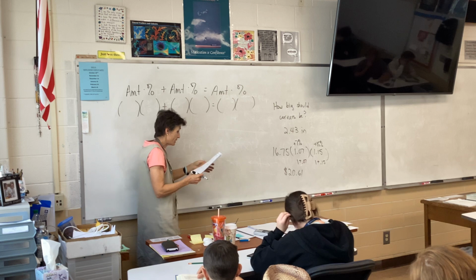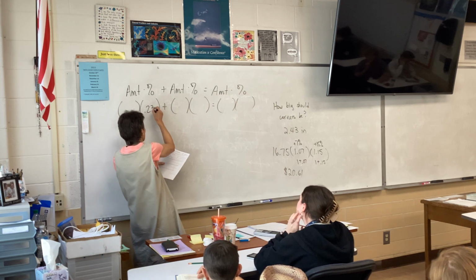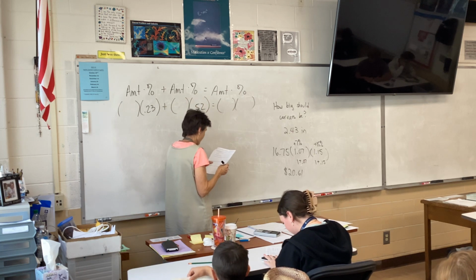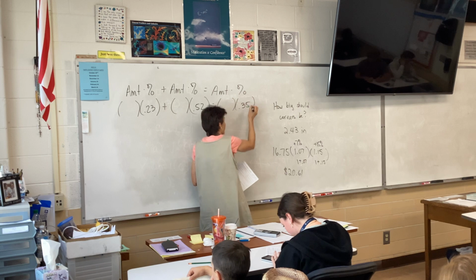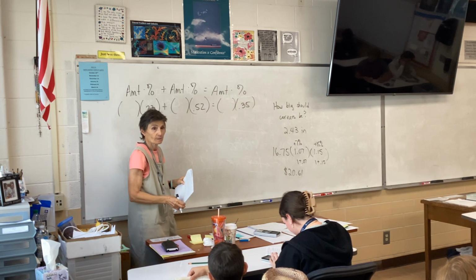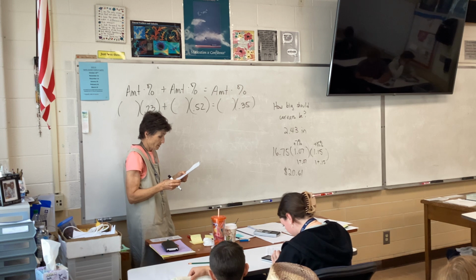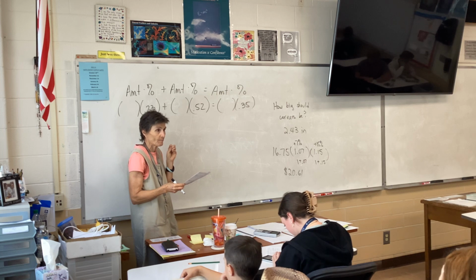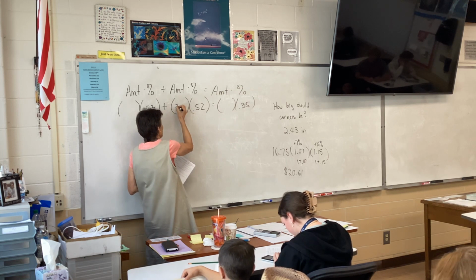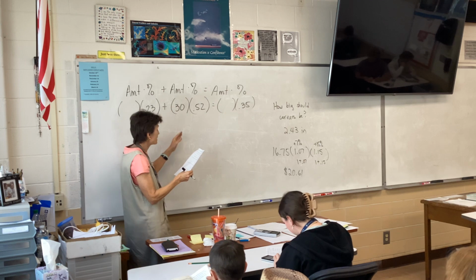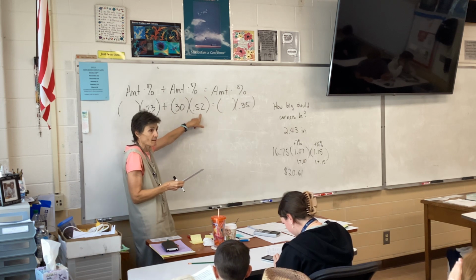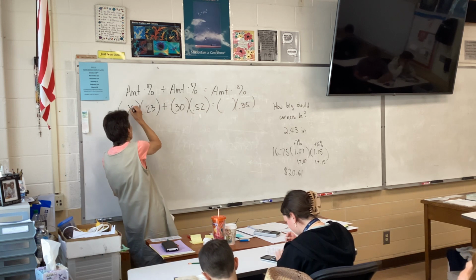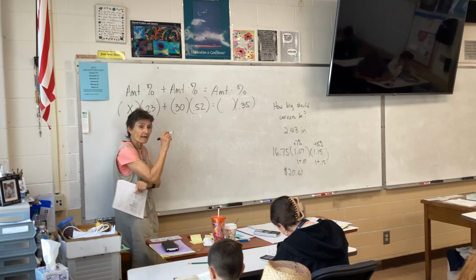So, let's fill in what we know. 23% orange juice. 52% orange juice. And 35% orange juice. Where does the 30 ounces go? There's 30 ounces in there. That goes next to the 52 because it says 30 ounces of this. The question is, how much of the first kind? So we'll call that X.